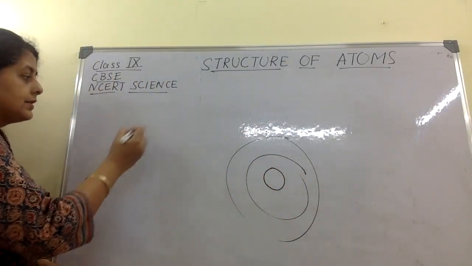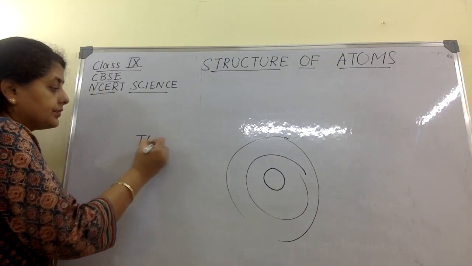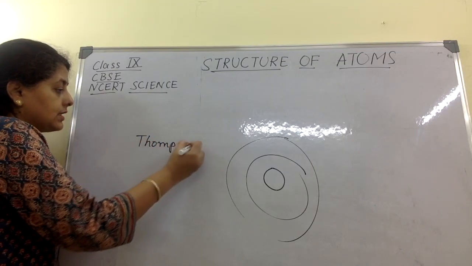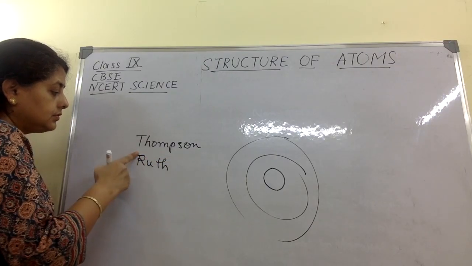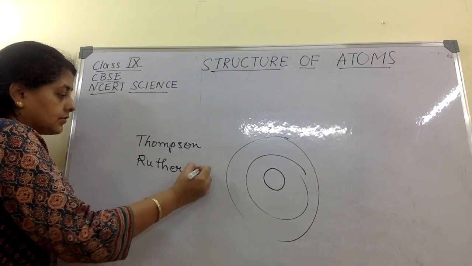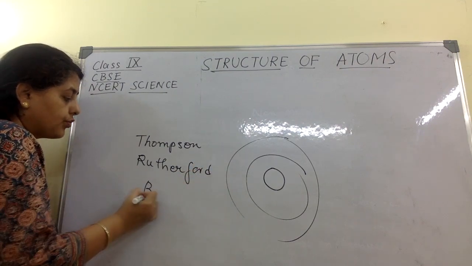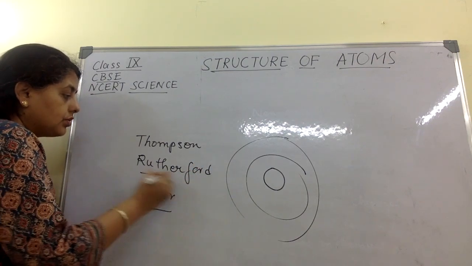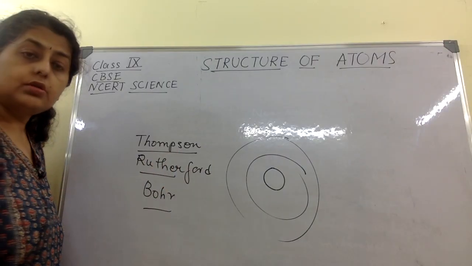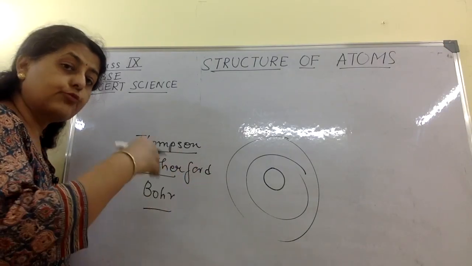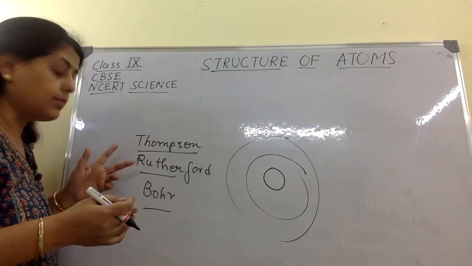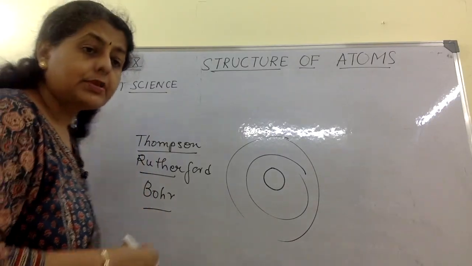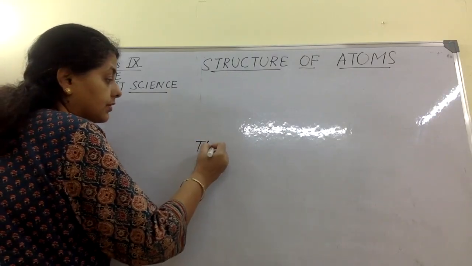One is Thompson, one is Rutherford, and then Bohr. So we are going to learn about these three scientists and what they said, one in detail. The biggest detail is about Rutherford's model of the atom. We'll see that.